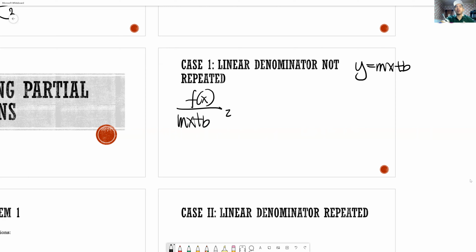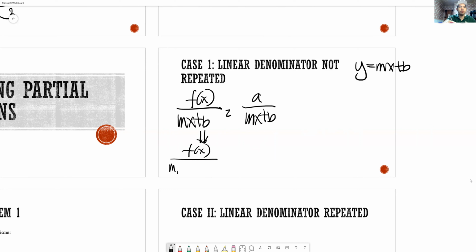Suppose the function has several factors there. That would be A over mx plus b. So if there are 2 factors that are not repeated, suppose you can write it like this: f of x, 2 factors such as what is written above.